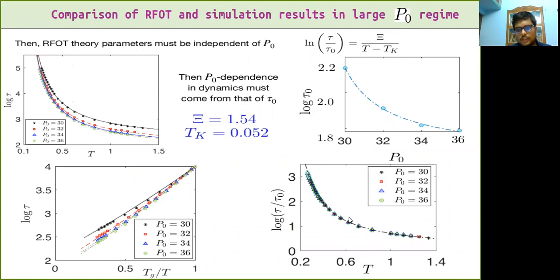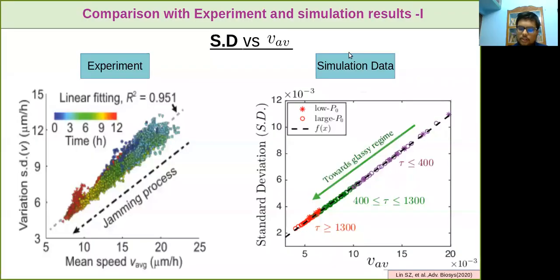As you can see, indeed we got that, and that also matches quite well with the RFOT formula. Although this is a very basic model of actual cells in a monolayer, it matches quite well with the experimental data. In this plot, from the paper by Lin from Advanced Biophysics, they plotted the standard deviation versus mean migration speed, and got a linear relationship. As the system becomes more jammed, it moves towards the origin. In our simulation as well, we got exactly the same type of linear behavior when we plot the standard deviation versus the mean speed, and as the system becomes more glassy, the points move towards the origin.